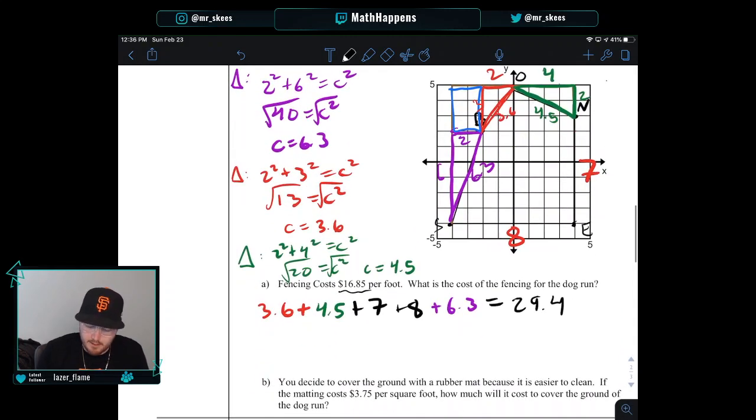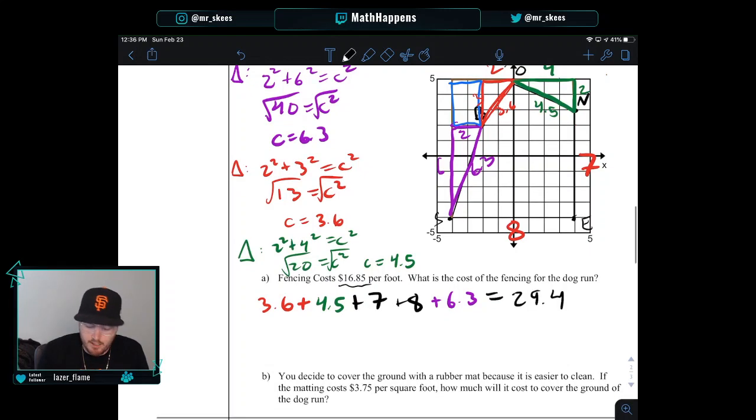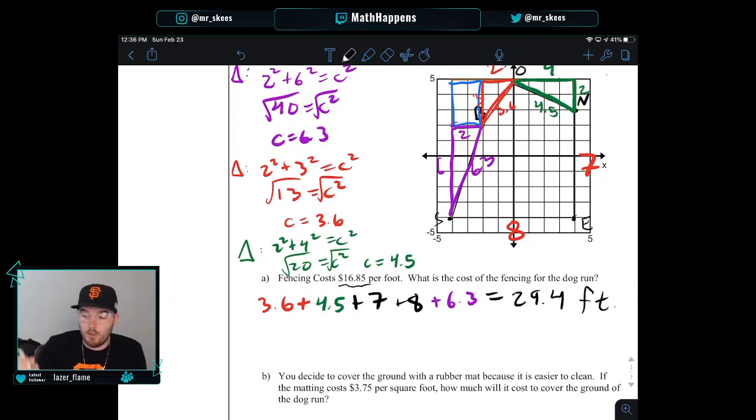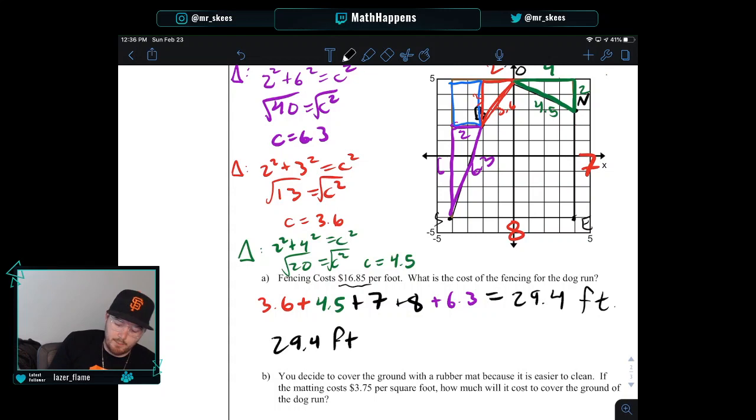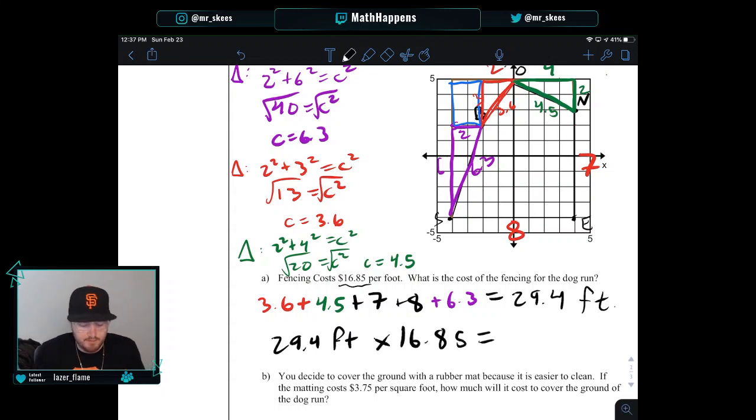Because this dog run said per foot here. And sorry, I was looking for where it said foot. The question here says per foot. We're dealing with feet. So if there's 29.4 feet of fencing, we're going to pay $16.85 for every foot. So multiply those two together. This dog fencing is going to cost us $495.39.